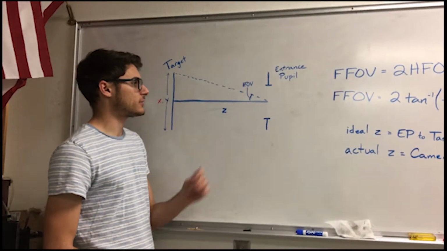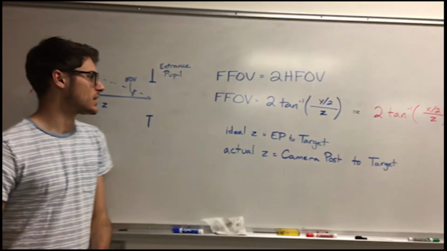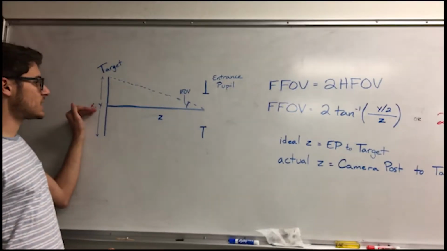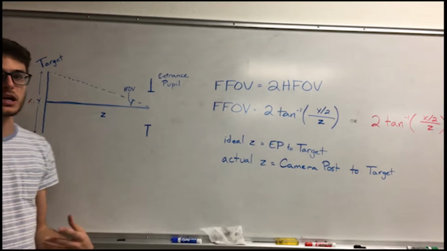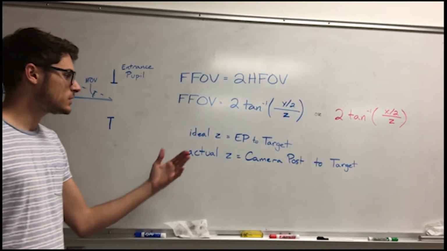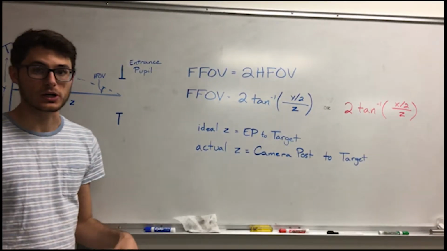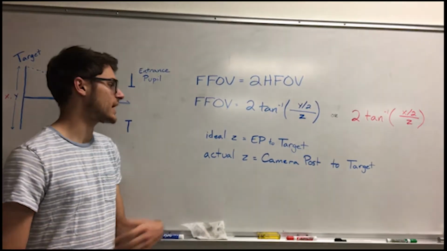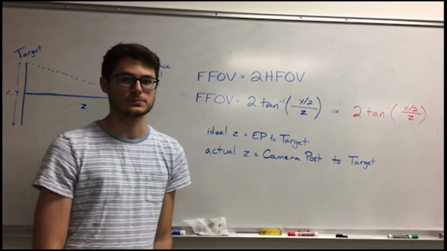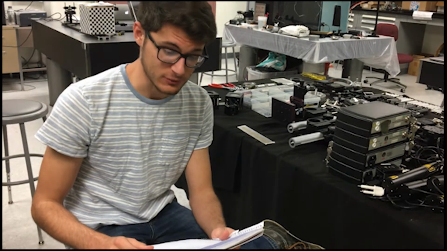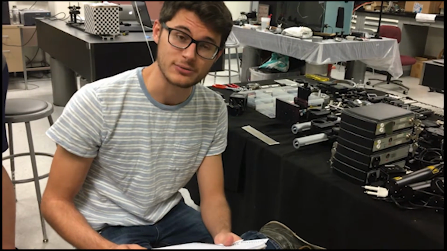From here, the half and full fields of view can be calculated by taking the inverse tangent of half of the distance in the horizontal or vertical direction and dividing that by the distance from the camera to the target. The ideal calculation for the full field of view will have the entrance pupil to the target, but since we don't know where that entrance pupil is, we had to approximate that with the camera post distance to the target. The vertical full field of view was 11.91 degrees and the horizontal full field of view was 14.85 degrees.